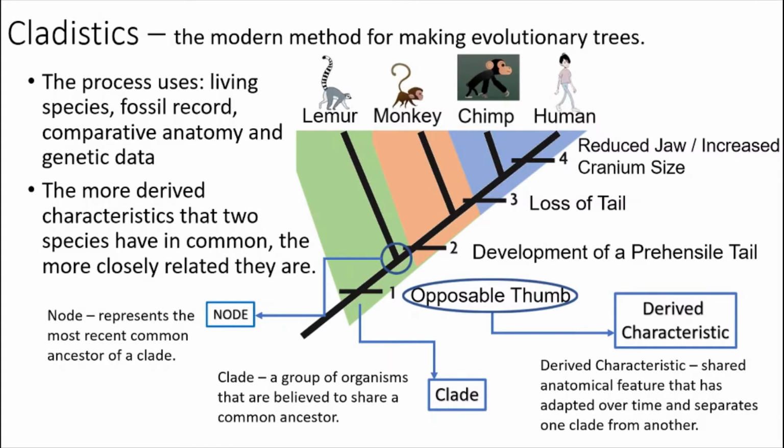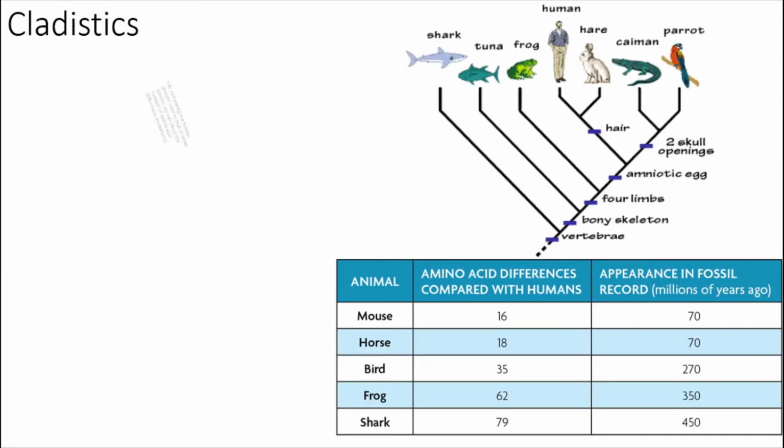Now, here's the big question. How do we know this cladogram is correct? How do we know the development of a tail has come before the loss of a tail? Well, we have the fossil record and, more importantly, genetics to thank for that.